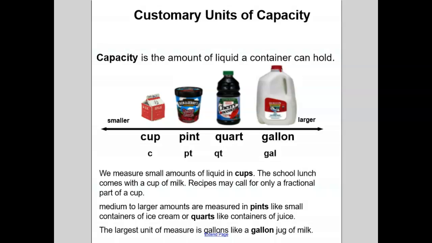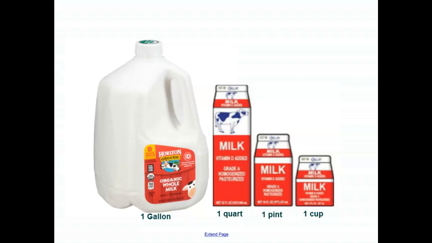It's the largest amount. So we would measure the capacity of a swimming pool or a bathtub or the whole sink in gallons. I'm going to just show you a couple of references so that you can really understand these. So I'm showing you a gallon, a quart, a pint, and a cup of milk so that you can compare the amounts and get more familiar.